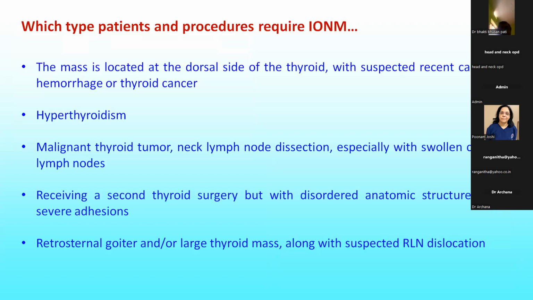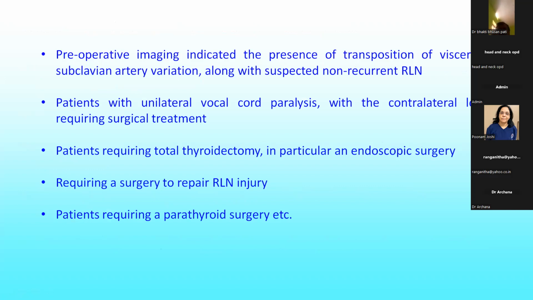Which type of patients and procedures require IONM is more important, instead of using it in a random manner. The mass located on the dorsal side of the thyroid with suspected hemorrhage or thyroid cancer, hyperthyroidism, malignant thyroid tumor, neck lymph node dissection, especially swollen central lymph nodes, receiving a second thyroid surgery, which is a redo, retrosternal goiter or large thyroid mass, and also when preoperative imaging indicated the presence of transposition of viscera and subclavian artery variation along with a suspected non-recurrent laryngeal nerve.